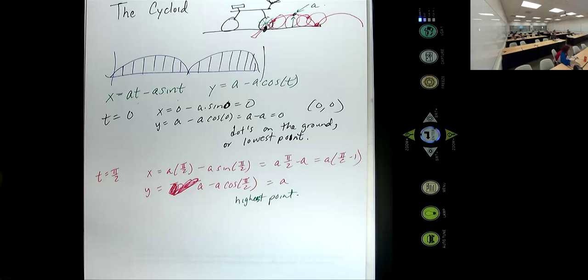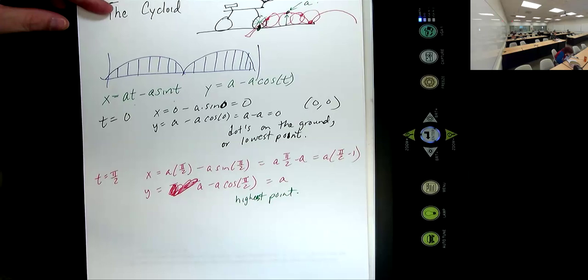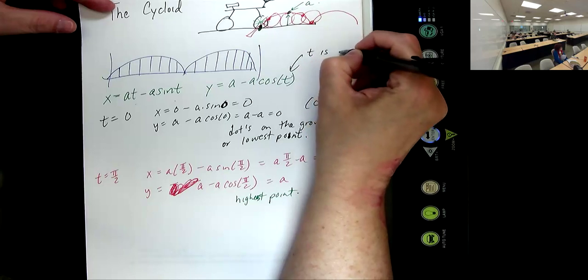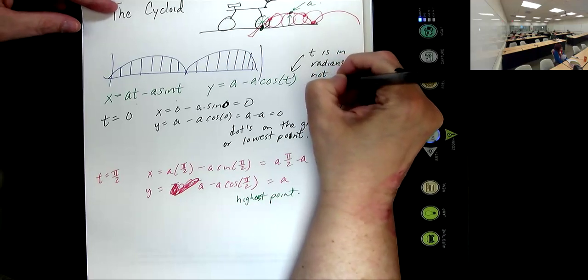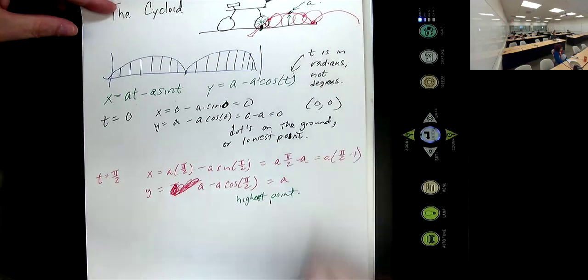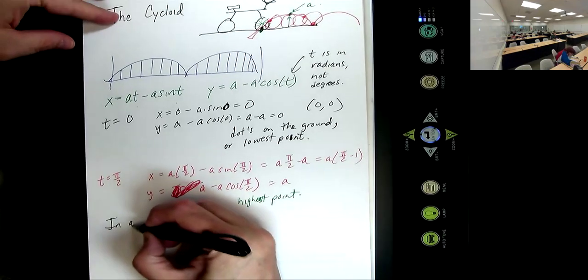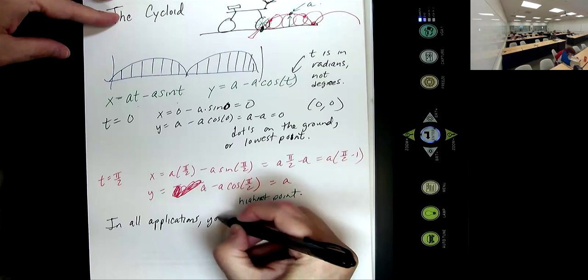Sine of 3 is in radians. It's easy to forget that it's in radians when you don't have the pi's in there. You might think sine of 3 is sine of 3 degrees, and it's not. So t is in radians, not degrees. Just for the second, and I guess earlier. In general, in all applications, you're better off using radians.